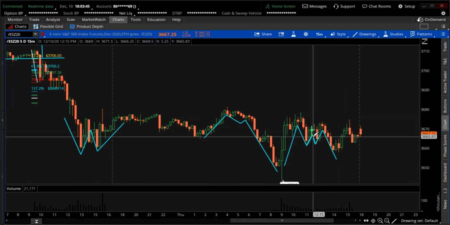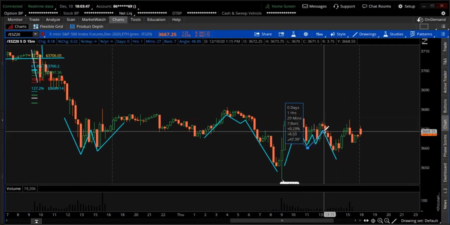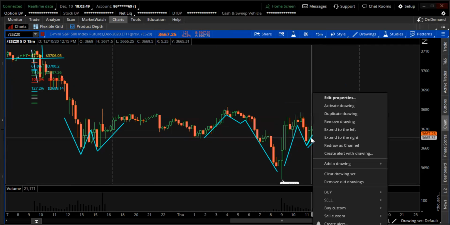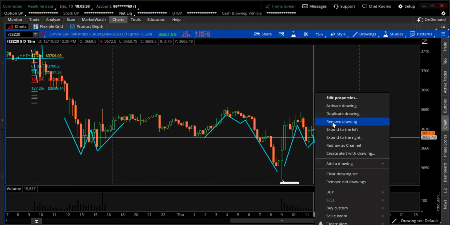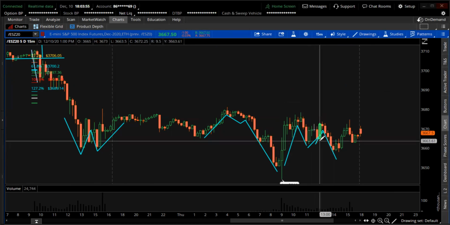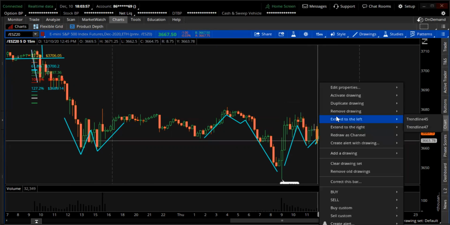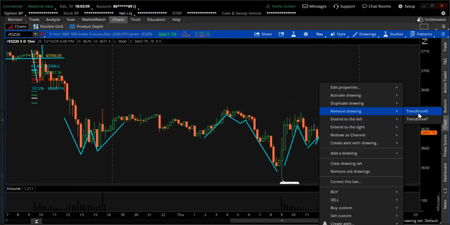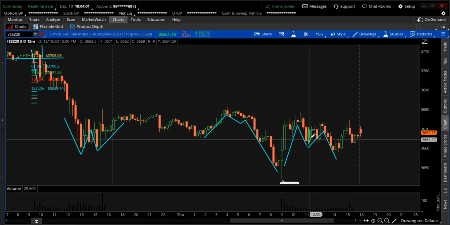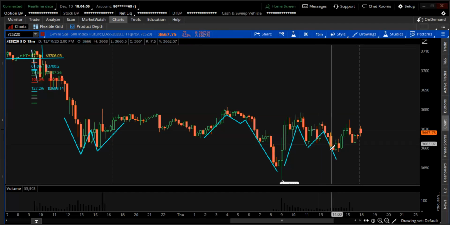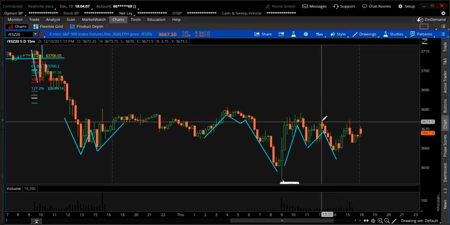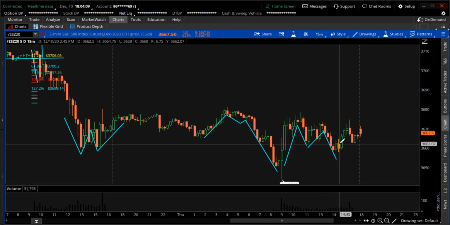Really, this is a continuation of that to here. There's no middle ground. Let's remove that drawing right there. So it really is that. So that is an M pattern. And then the W pattern continues right here to here and that right over there.